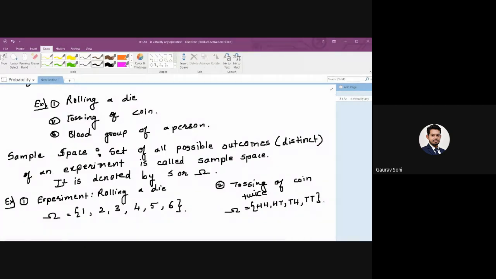Okay, so the elements of the sample space are called sample points. Now, sample spaces are of two types.